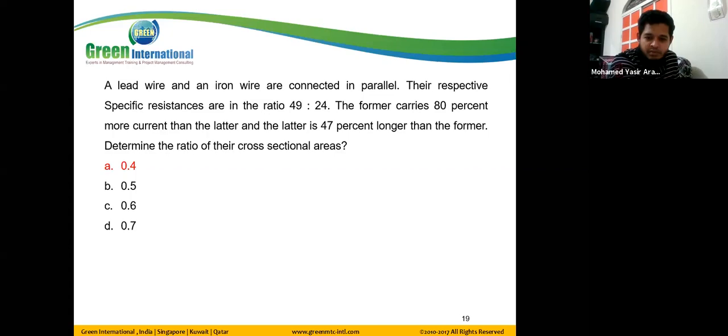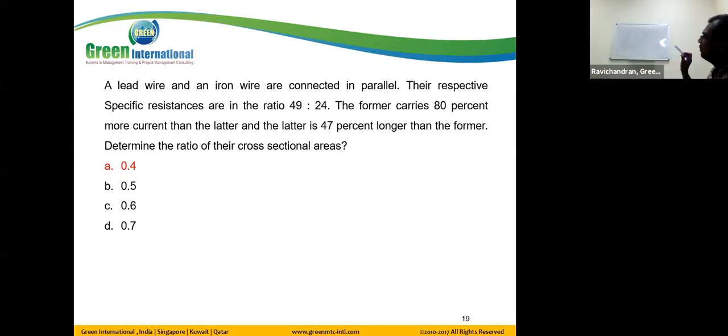Okay. So we have the formula R is equal to rho L by A. So we need to find the cross-sectional area. To find the area, we must know about resistance, resistivity, and length. In the question, they give the resistivity, they give the length. So we need to find the resistance. If we find the resistance, it is possible to find the area. How to find the resistance?